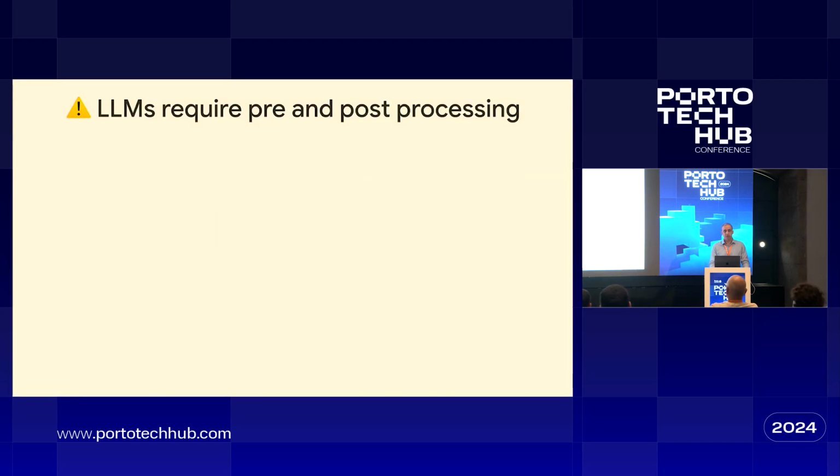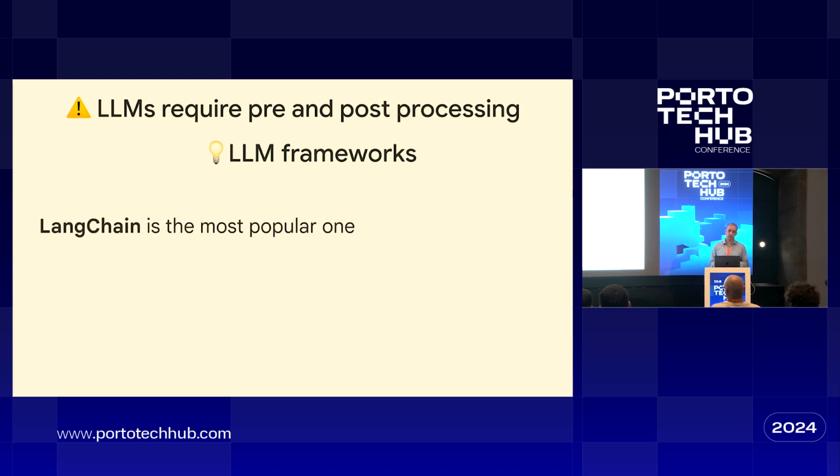All right, so the first one, as I mentioned, LLMs require pre- and post-processing, right? What you can do about this is that there are a lot of LLM frameworks out there that are popping up every day. So I suggest you try to use one of these frameworks because they help you with this pre- and post-processing. LangChain is the most popular LLM framework. It started as a Python framework, but now there's a JavaScript version, and there's also a Java version called LangChain4j.